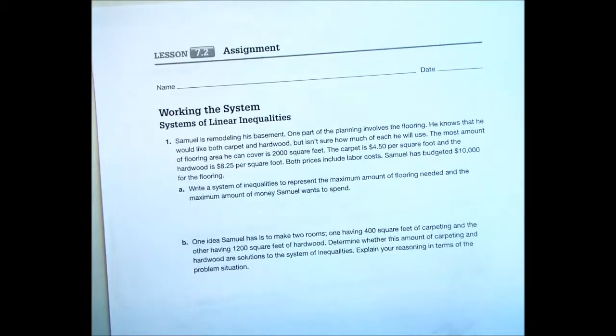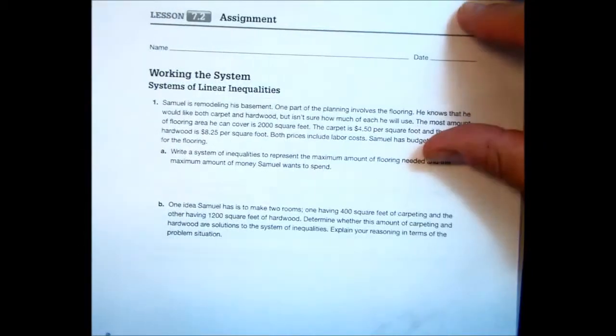I am sitting up here finishing up your lesson 7-2 assignment so that you can do over the break. All right. And yeah, I hope you enjoyed your Valentine's Day.